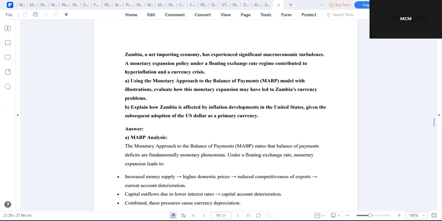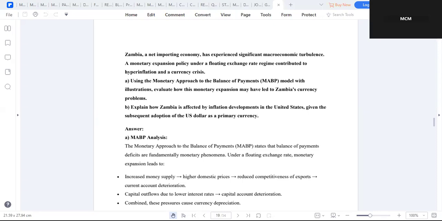So we must understand that when Zambia is deemed to be a net importing economy, it simply means what? Heavily reliant on what? Foreign goods and services. And the past reliance on these monetary expansion policies under the floating exchange regime or rate actually triggered hyperinflation. It also triggered currency depression and also loss of some investor confidence. So to stabilize the economy, Zambia had to partially adopt the United States dollar as what we call the domestic currency. This is what we call dollarization.